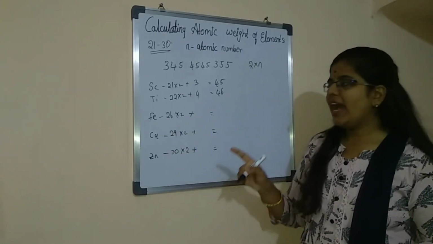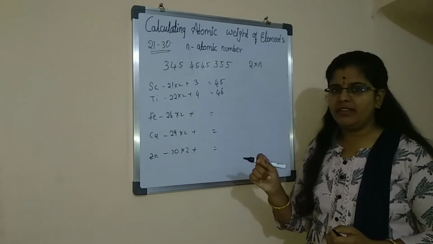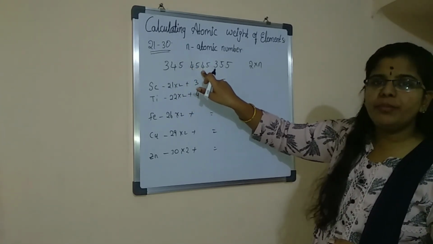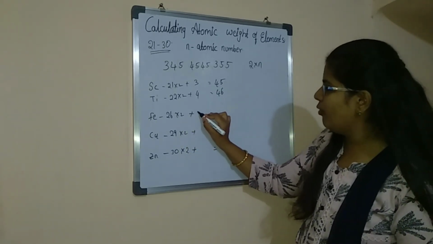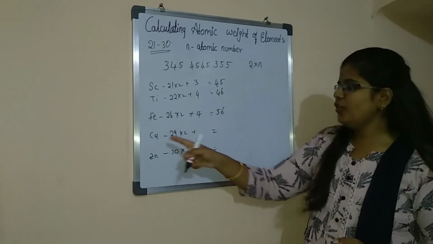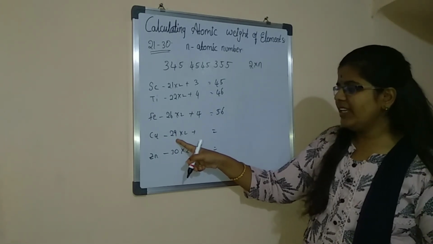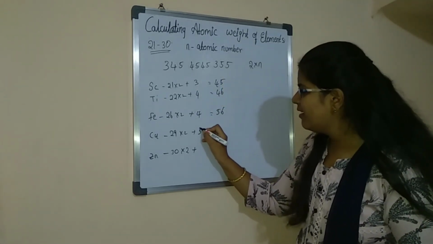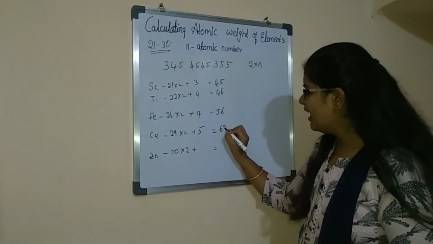Again iron. Iron atomic number is 26, so it is the 6th element. 1, 2, 3, 4, 5, 6. So here 4 should be added. 26 into 2 is 52, plus 4, it is 56. Again copper. Copper atomic number is 29. So 29 into 2 plus 5, because that is the ninth element, no? So here plus 5. 29 into 2 is 58, 58 plus 5 is 63.